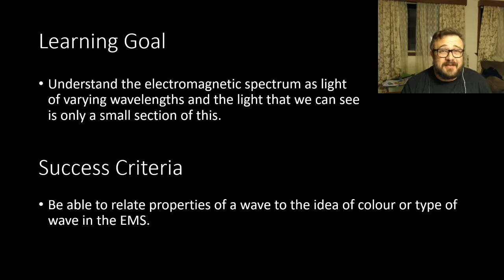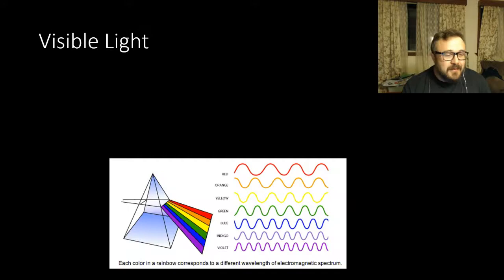So our learning goal is to understand the electromagnetic spectrum as light of varying wavelengths, and that the light we can see, which we call visible light, is just a small subset of that whole spectrum. By the end of this, you should be able to relate the properties of a wave, like its wavelength, not so much its speed, but that shouldn't change, and its frequency, to the color or type of wave that we're looking at in the electromagnetic spectrum.